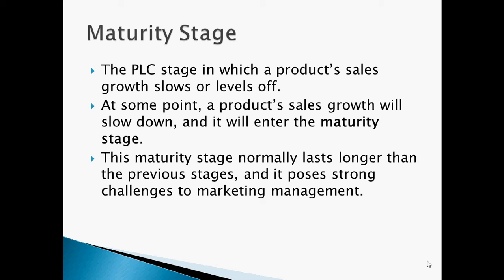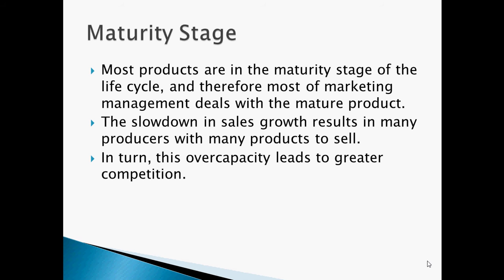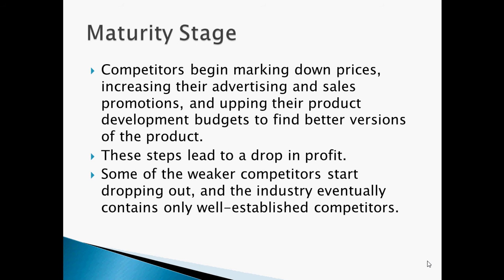At some point, a product's sales growth will slow down and it will enter the maturity stage. This maturity stage normally lasts longer than the previous stages, and it poses strong challenges to marketing management. Most products are in the maturity stage of the life cycle, and therefore most of marketing management deals with the mature product. The slowdown in sales growth results in many producers with many products to sell. In turn, this overcapacity leads to greater competition.